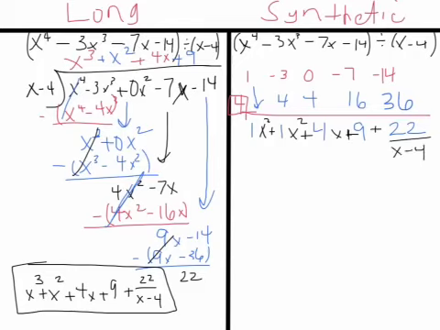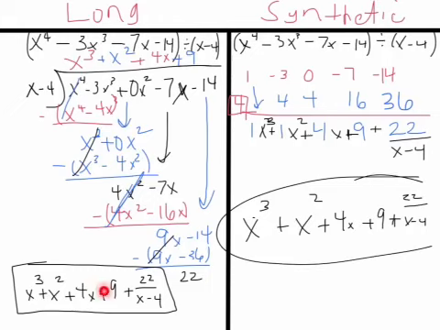And that's my answer. So x cubed, that's a 3. That doesn't look very good. So this is supposed to be a 3. X cubed plus x squared plus 4x plus 9 plus 22 over x minus 4. Same thing as this. Okay.